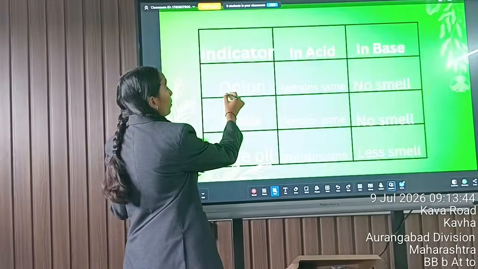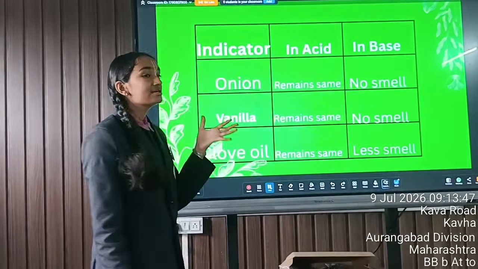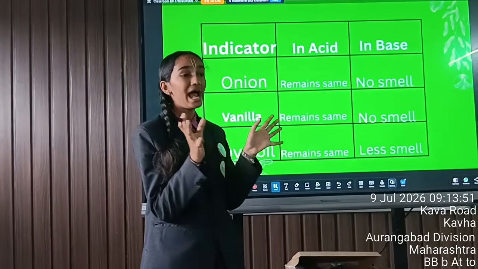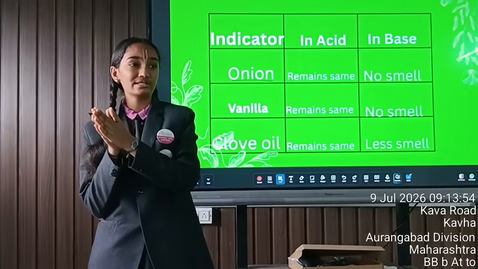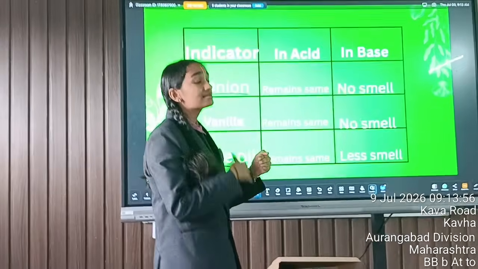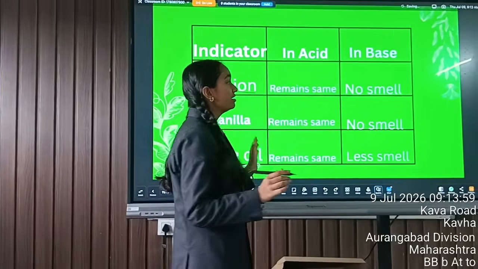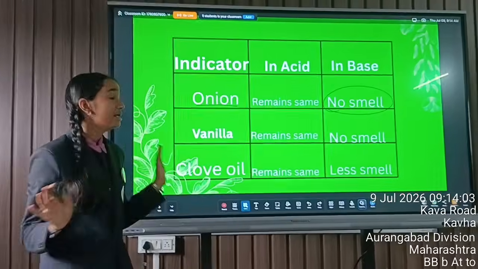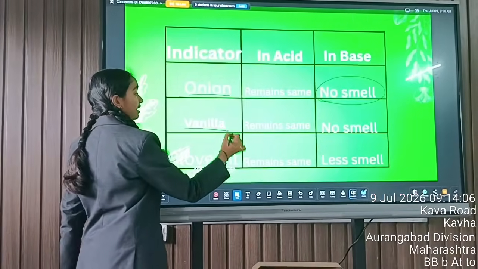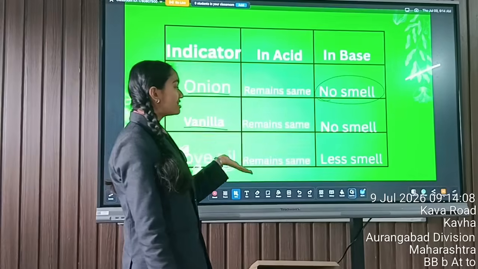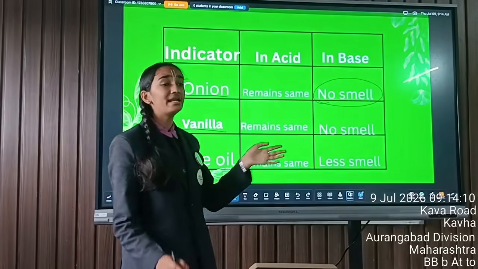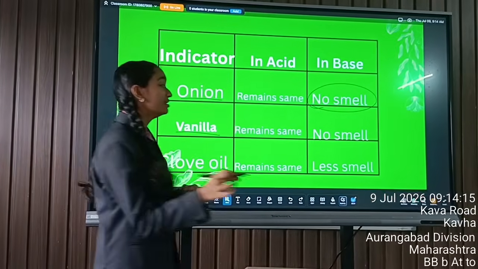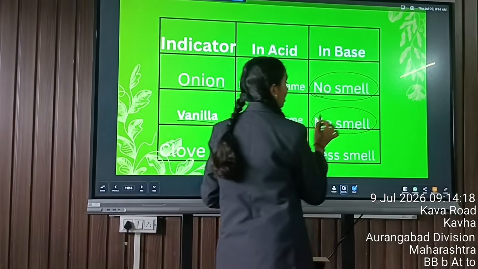When onion comes in contact with an acidic solution, its smell remains the same as the smell of onion in a natural solution. When it comes in contact with a basic solution, it will have no smell. Next, moving towards vanilla. When it is added into the acidic solution, its smell remains the same. But when it is added into the basic solution, there is no smell.